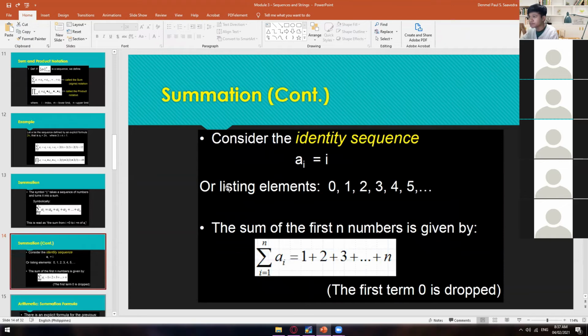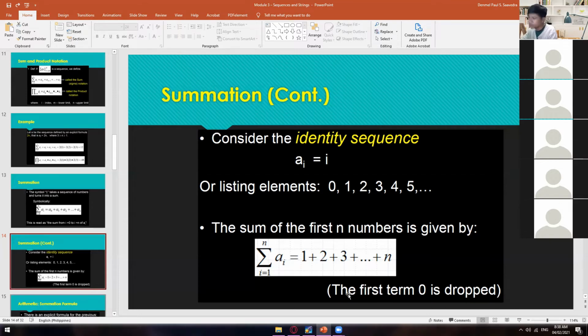So we have here the continuation. Consider the identity sequence a sub i is equal to i. As I told you a while ago, this a sub i is just sometimes or mostly just i, or listing elements of 0, 1, 2, 3, 4, and 5. So the sum of the first n numbers is given by this formula. Again, this one is just increasing by 1. So i is equal to 1, so this is your starting point. You start with 1 and then go up to the maximum, or the upper limit.